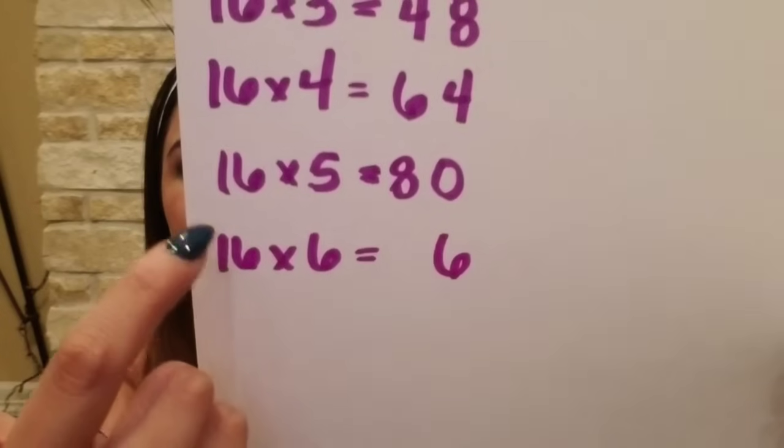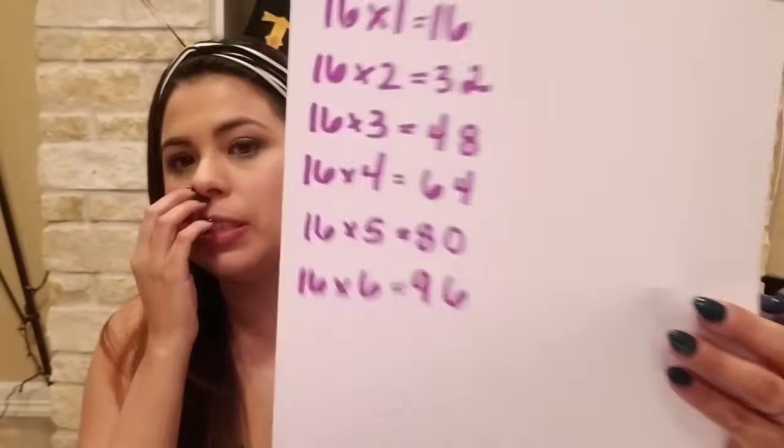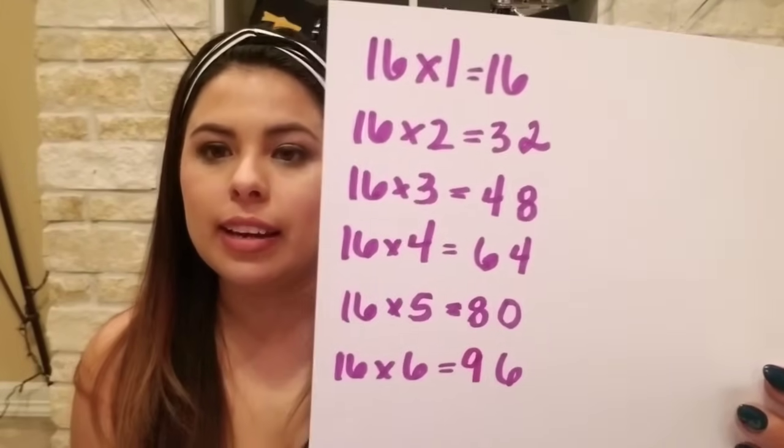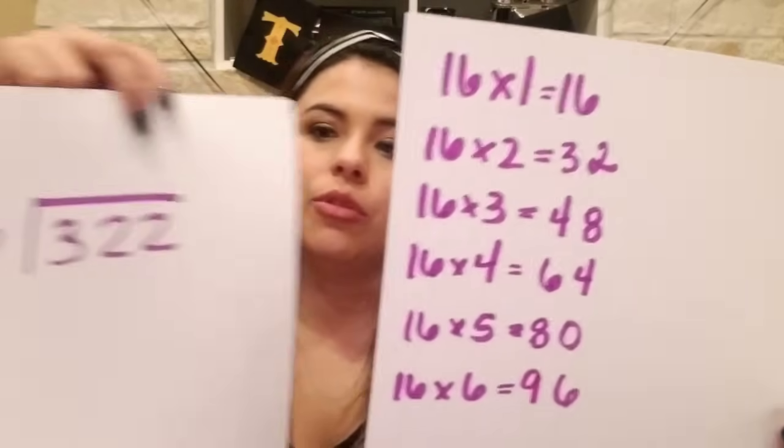6 times 1 is 6, plus 3 more is 9. So we have 96. So right now I have all my multiples of 16: 16, 32, 48, 64, 80, and then 96. So that's what I'm going to use when I am doing my division.